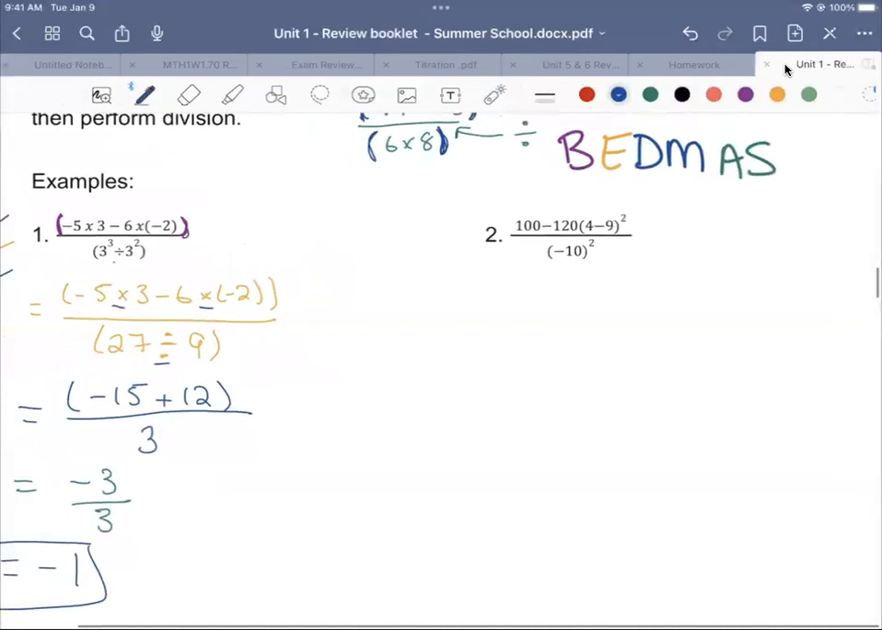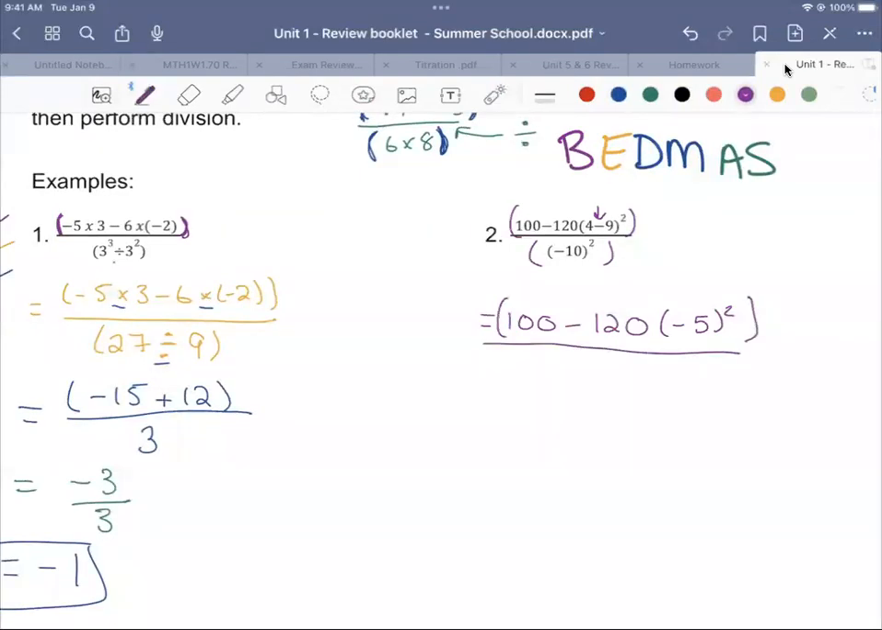If I take a look over here, I again have brackets all the time. I also have brackets here. So, and that means I'm going to have to do those first too. The first step that I have is 100 minus 120 times 4 minus 9 is going to give me -5, but that's squared, goes off my top bracket. In the bottom, I have -10 squared. I do have exponents both here and here. So that means I did have brackets. I do have exponents, which is my next step.